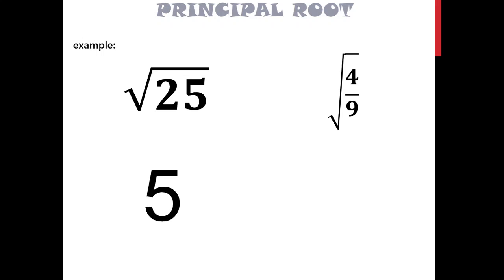The answer is yes. 4 is a perfect square because we have 4 here as 2 times 2, right? And then 9 here is also a perfect square because we can write it as 3 times 3. Therefore, if we try to find the principal root of 4 over 9, the answer would be 2 over 3.